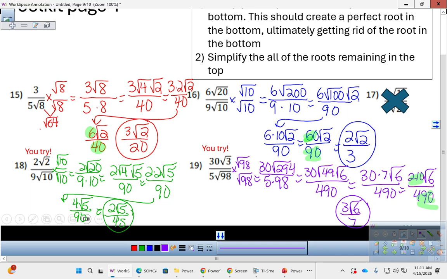Multiply by the root on the bottom, simplify the root on the top, then simplify the fraction, just so that the steps stay consistent. But you can get to those two final answers in different ways than the ways that I have on the board, right? So for the first one, for 18, I got 2 root 5 over 45. And for 19, I got 3 root 6 over 7.